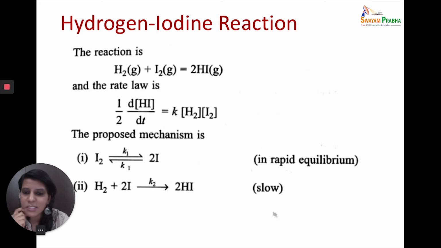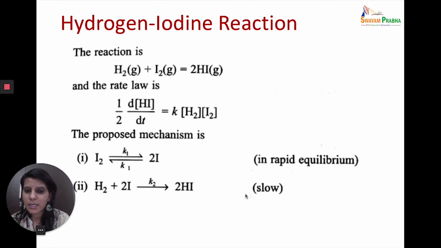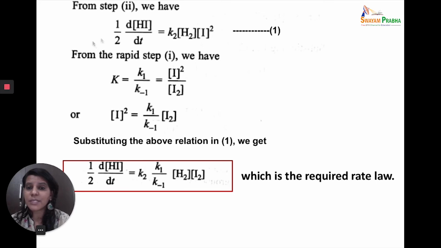Now, this is the slow step and this is the equilibrium step. So, based on the slow step, I can write K2 into [H2] into [I] squared. I is nothing but an intermediate. So, 1/2 d[HI]/dt is equal to K2 [H2][I]^2. Now, I is an intermediate. So, using the equilibrium, K is equal to K1 upon K minus 1, equal to [I]^2 upon [I2]. I get the value of [I]^2.